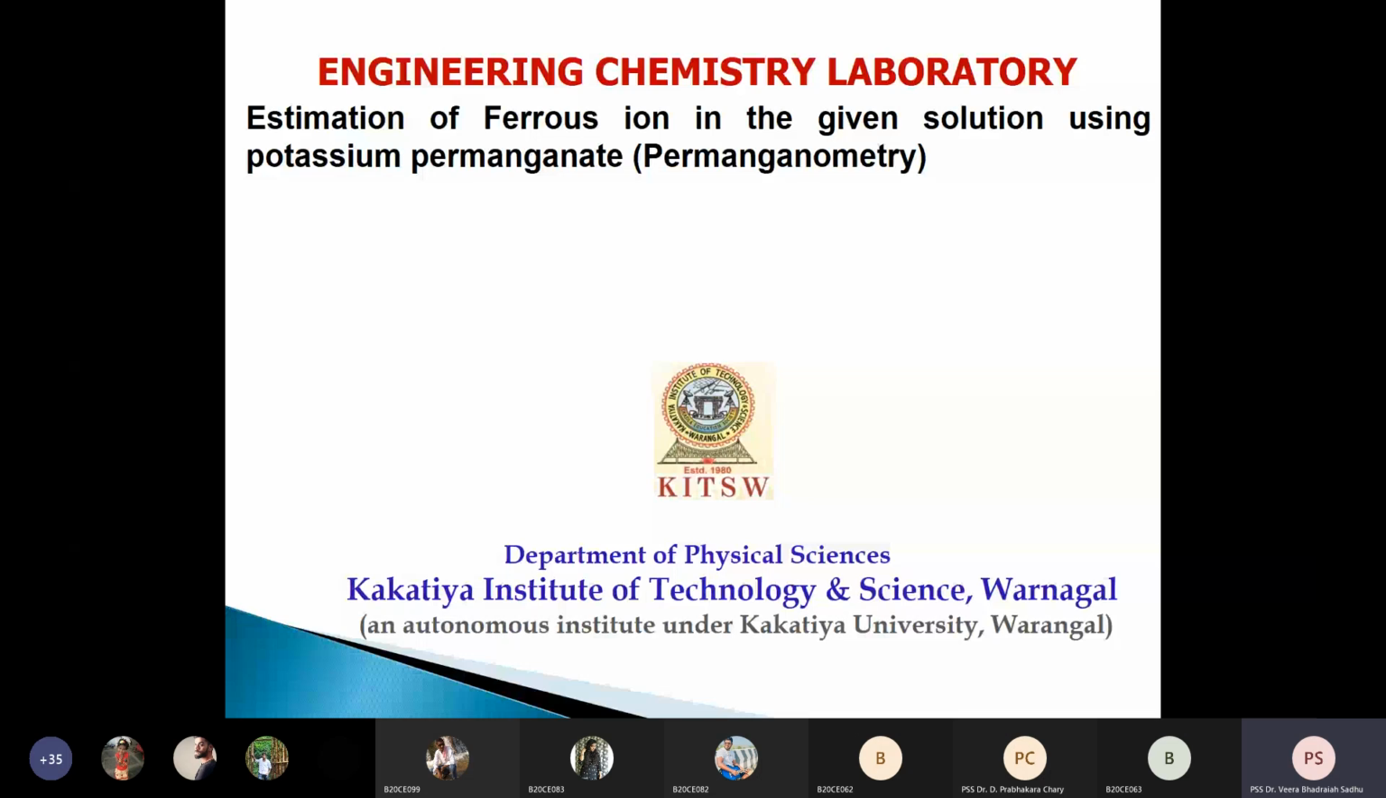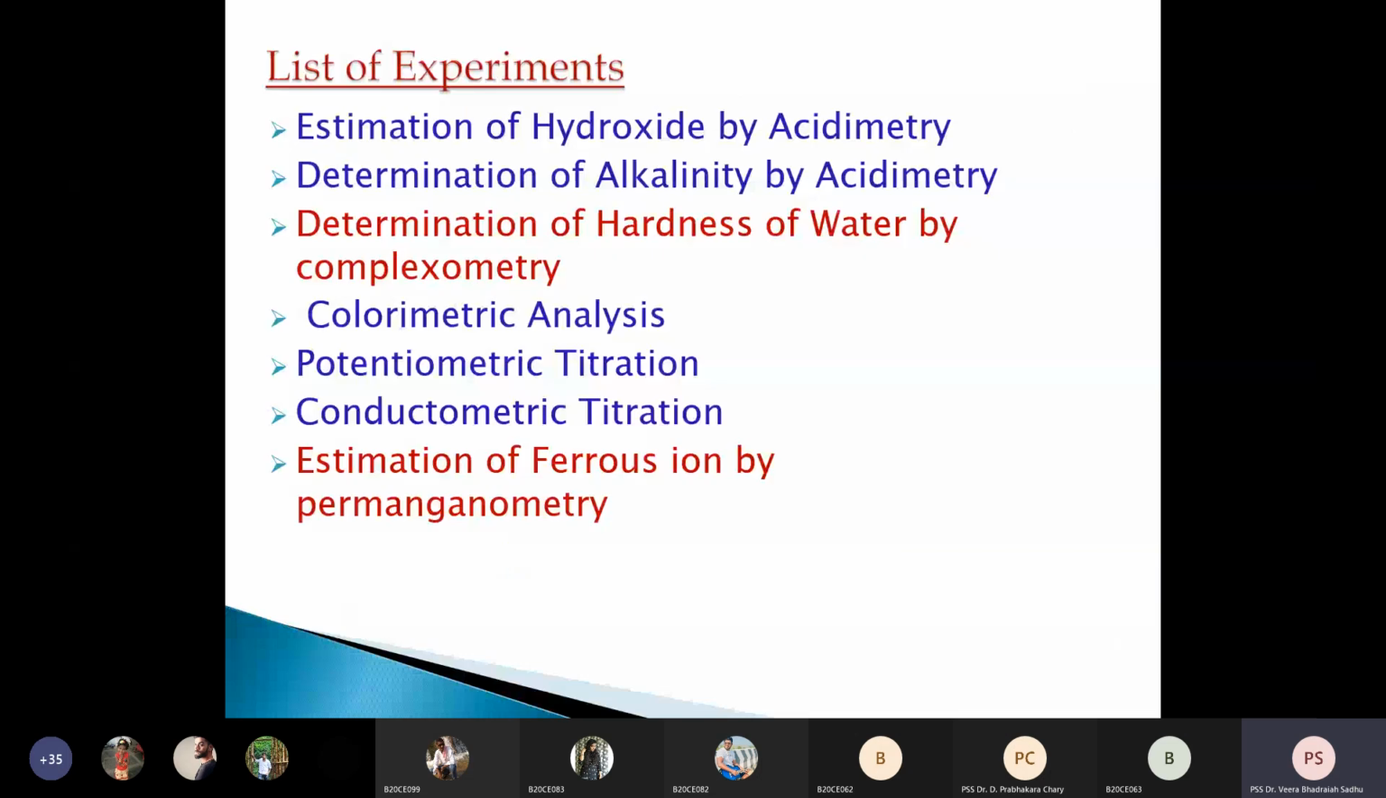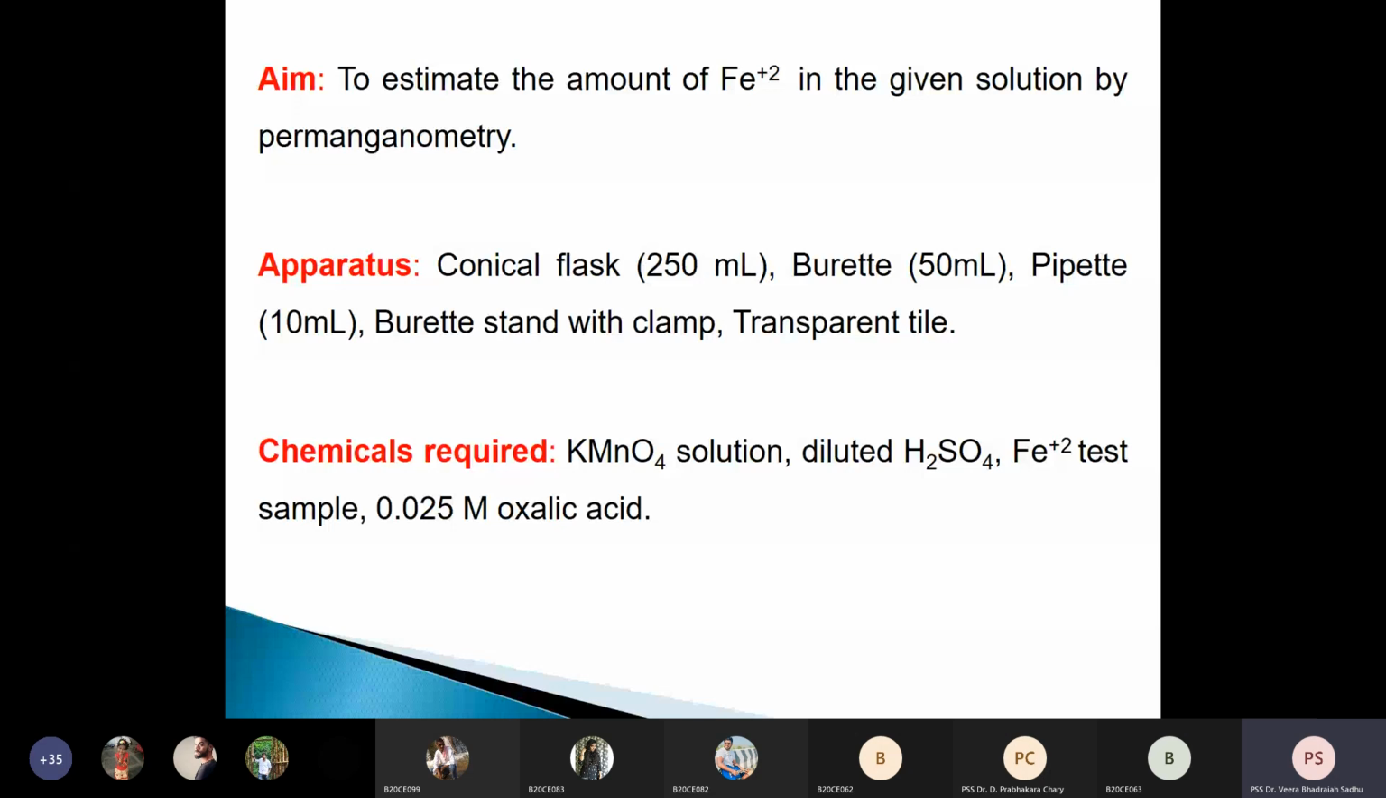So we already know this list of experiments, the course outcomes. What is the aim of the experiment? We need to estimate the amount of ferrous ions. Ferrous ions means Fe2+. In case of Fe3+, we call them ferric ions. So the objective of our experiment today is estimation of the amount of ferrous ions in the given solution using permanganometry. It's a simple titration technique using potassium permanganate as the main reagent.